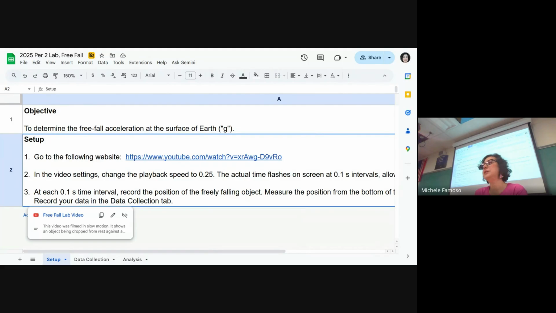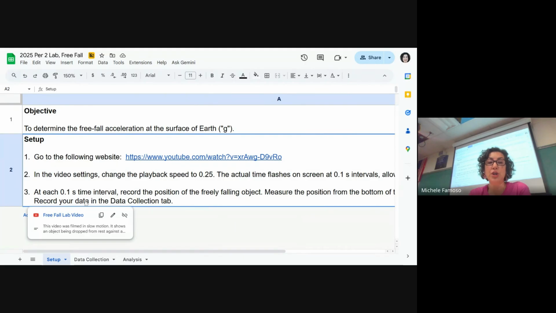What we're going to do in this lab is try to experimentally determine the free fall acceleration of gravity here on Earth, g. And we're going to do that with some video analysis tools, which we have not done before. We're going to collect data from a slow motion video. In fact, somebody took a video of something that was dropping.